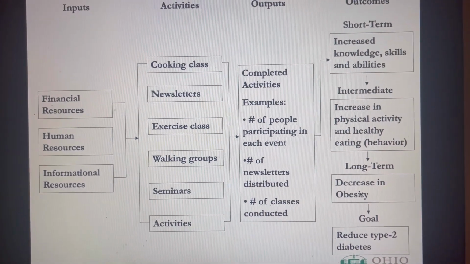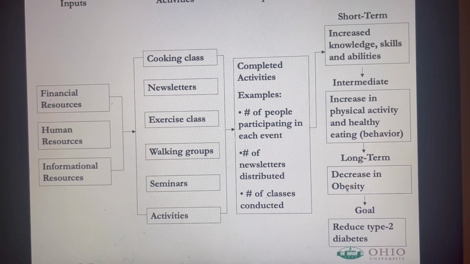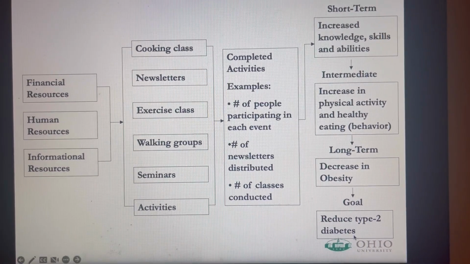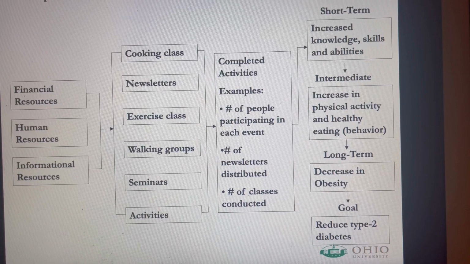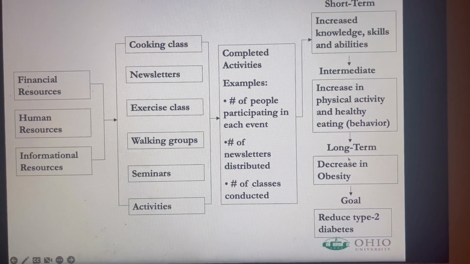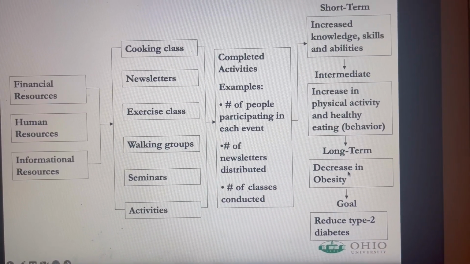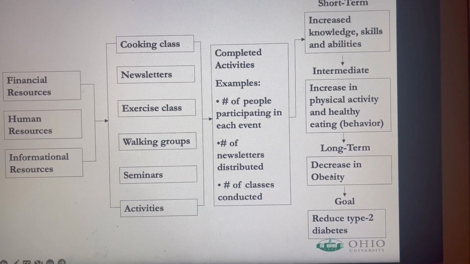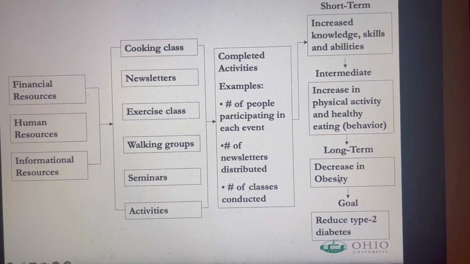So our goal is to reduce type 2 diabetes. In order for us to reduce type 2 diabetes, what is the next step for us to take? The next step for us to take is to what? Decrease in obesity. So decrease in obesity, that is the next step for us to take.